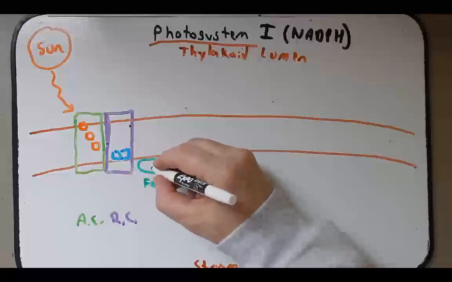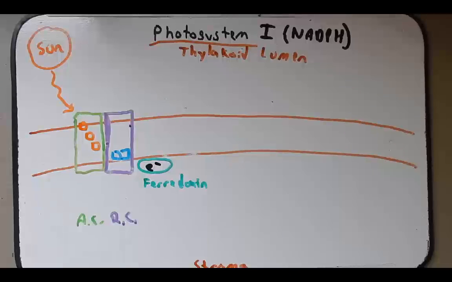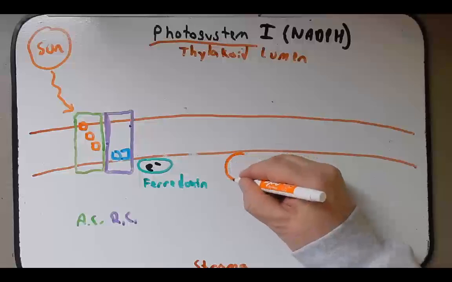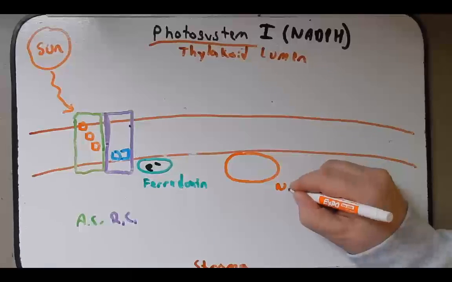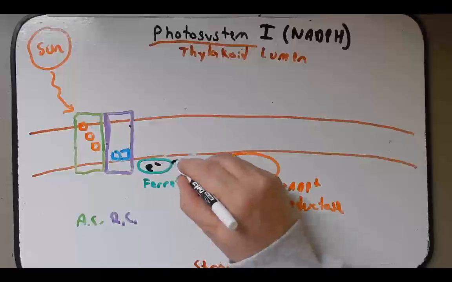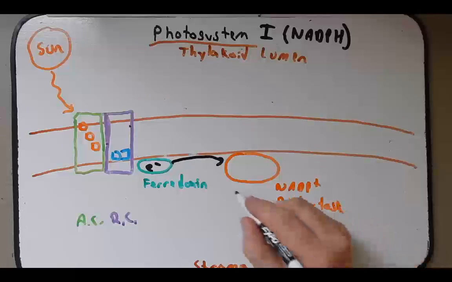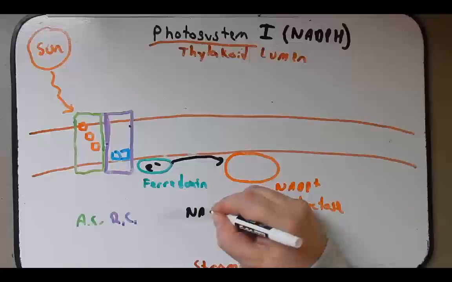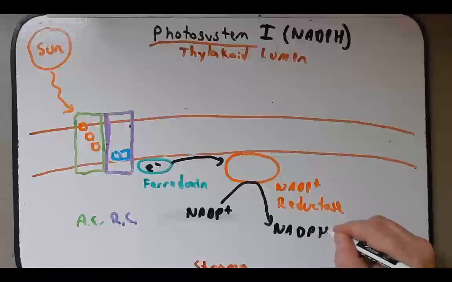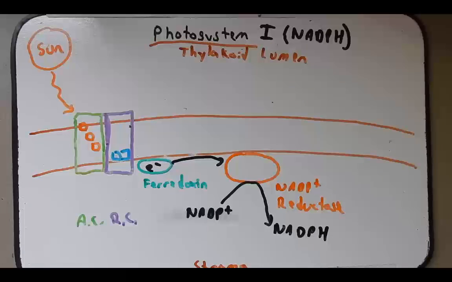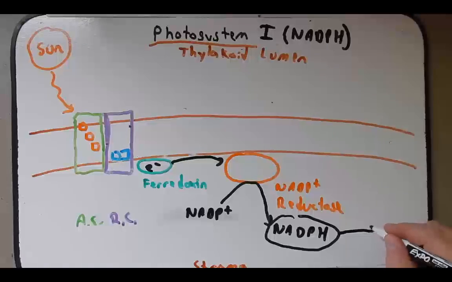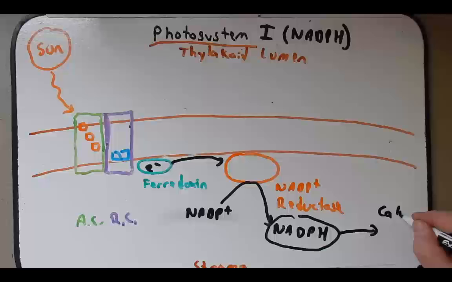So once those electrons have been transferred to ferredoxin, ferredoxin will then take these electrons to this protein complex here called NADP plus reductase. And what that will do, as these electrons get moved over to this NADP plus reductase, is convert NADP plus to NADPH. Just like Photosystem II produced ATP, Photosystem I now produces NADPH in the stroma, which with ATP will go on to help the Calvin cycle.